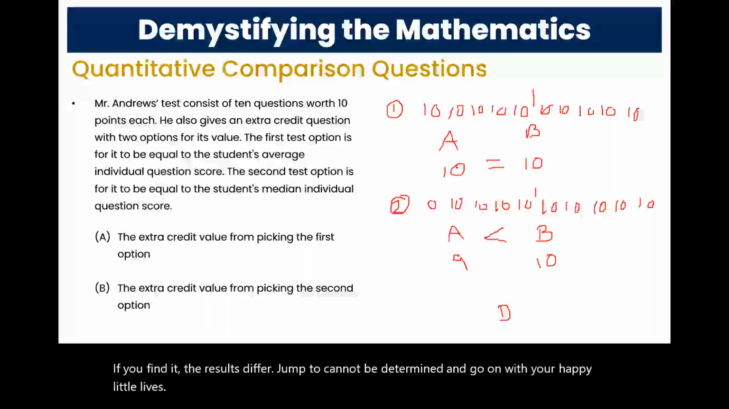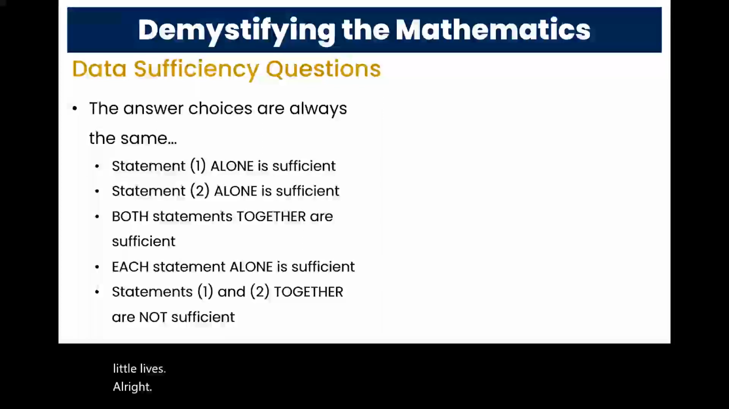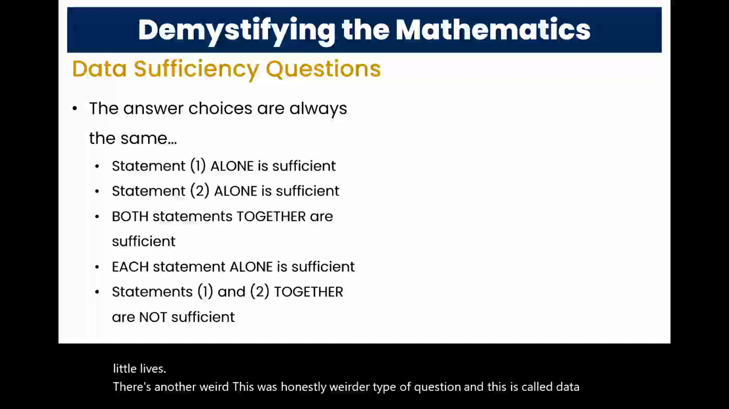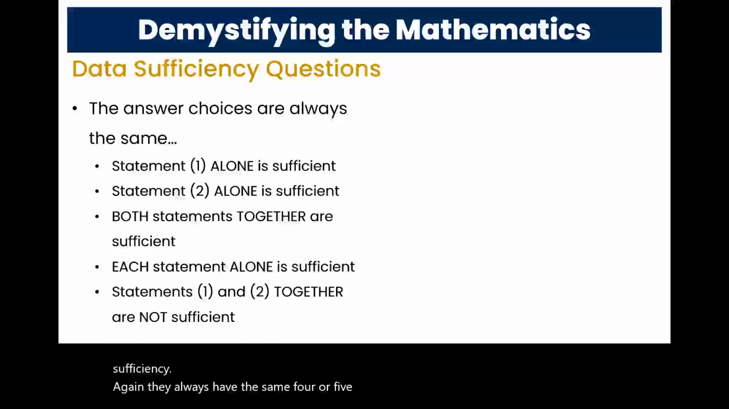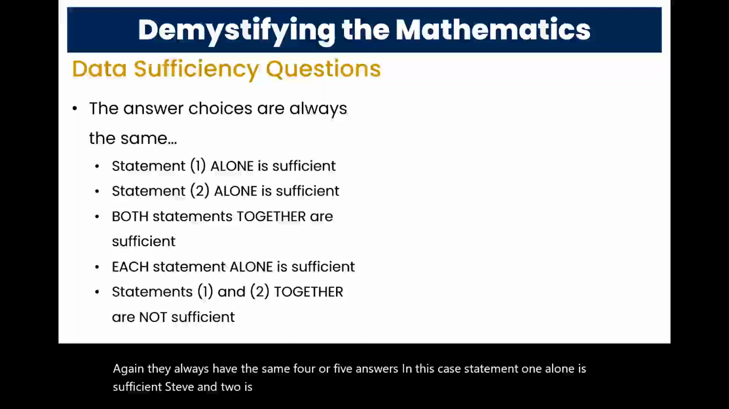All right. There's another weird, honestly weirder, type of question. This is called data sufficiency. Again, they always have the same 4 or 5 answers in this case. Statement 1 alone is sufficient. Statement 2 alone is sufficient. Both together are sufficient. Each statement alone is sufficient, and statements 1 and 2 together are not sufficient.